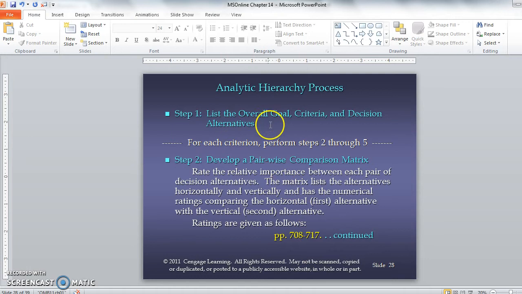The steps are, again, similar to the scoring model. We have to have the goal, the criteria, the alternatives. Then we develop something that's different. We didn't do it with the score model. We developed what's called a pairwise comparison matrix. And this is where we list the alternatives relative to each other.